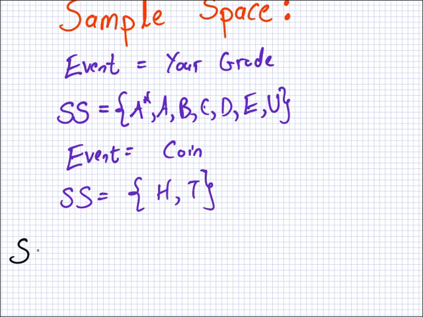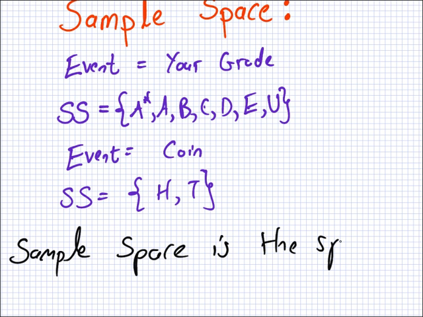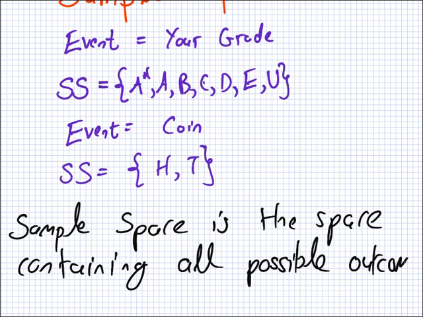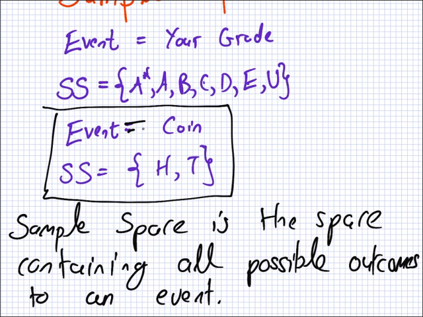Yeah. So conceptually, this is what a sample space is. So you could say the sample space is the space containing free samples for you to try at the supermarket before you purchase. Sample space is the space containing all possible outcomes to an event. Okay? So I think the coin example is the easiest one to see. The event is you're flipping a coin, and the sample space is heads or tails.